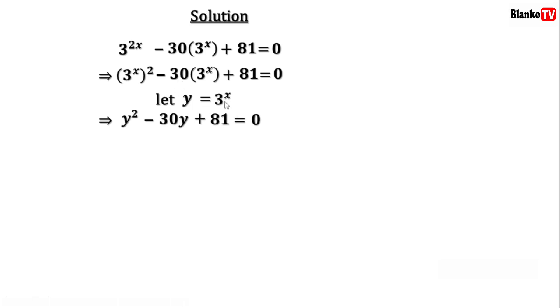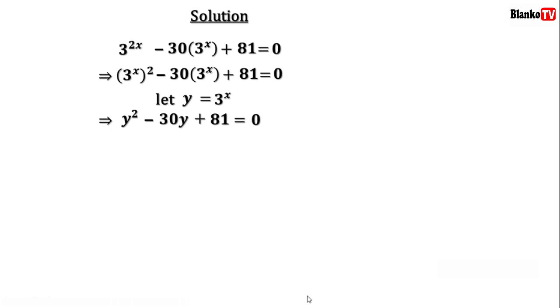We have represented 3 raised to the power x by y. So wherever we see 3 raised to the power x, we put y there. So we have 3 raised to the power x squared, so y squared. Then we have 30 multiplies 3 raised to the power x, so 30 multiplies y to be 30y, plus 81 equals 0. I hope you are following it. Okay, so it's like we have a quadratic equation here.